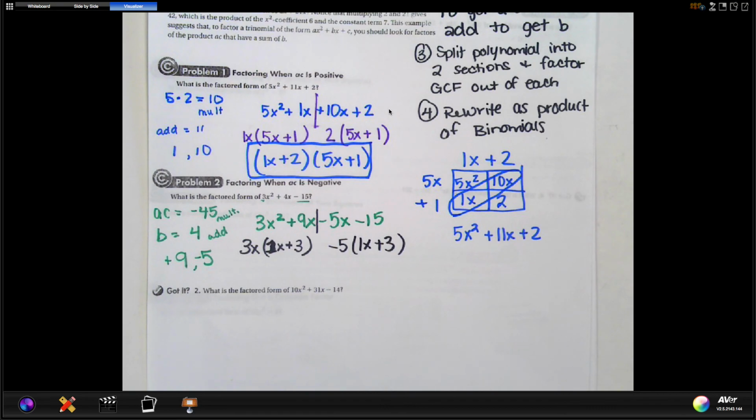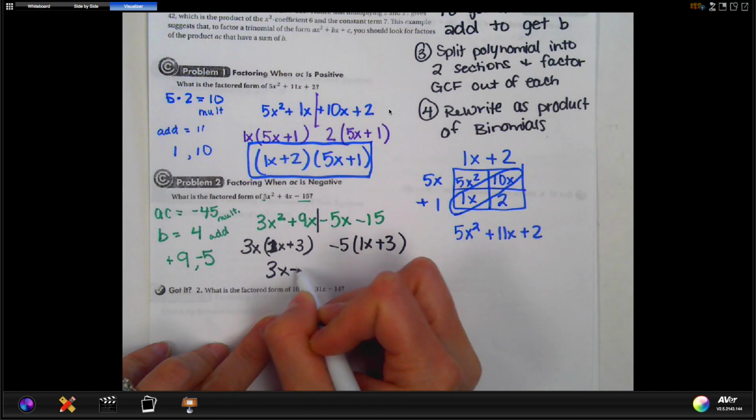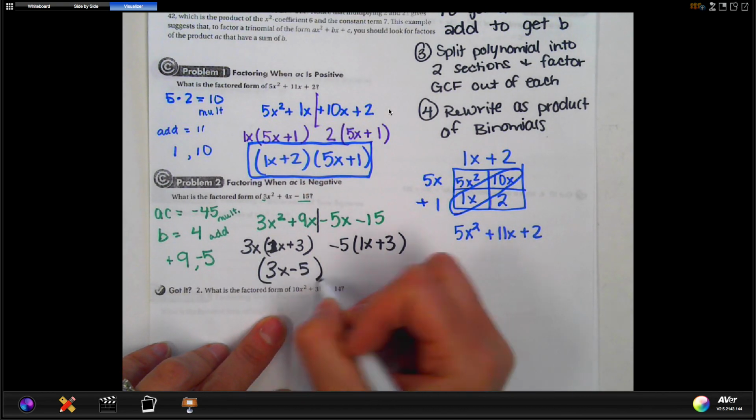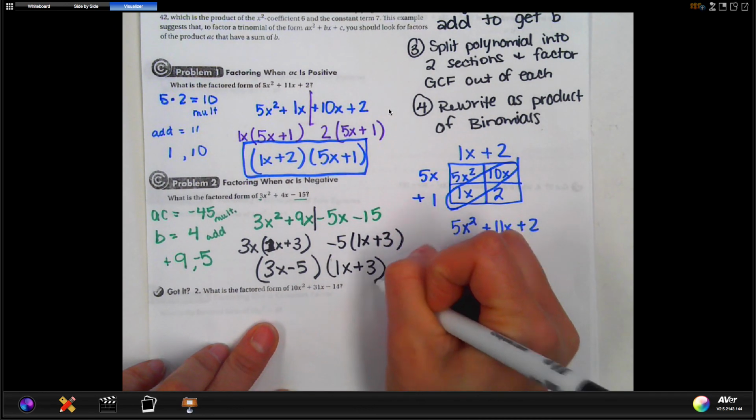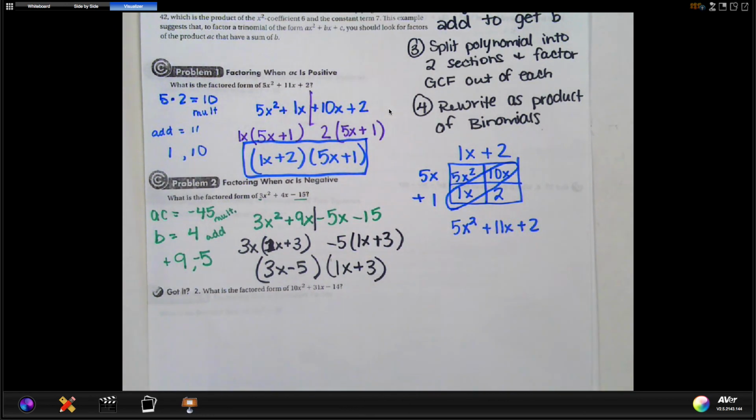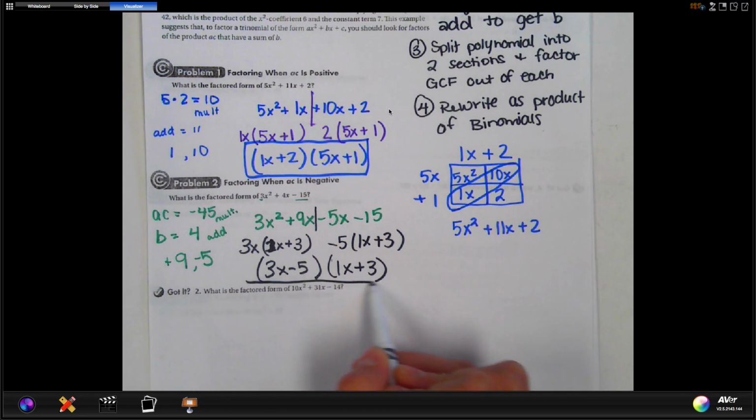That's what we want. Is that the answer? It is not, okay? Who can tell me the answer now? The final factored form should look like what? Alvin, go ahead. 3x minus 5, 1x plus 3. 3x minus 5 in parentheses, and then 1x plus 3 in parentheses. That's the answer. This is the final factored form.